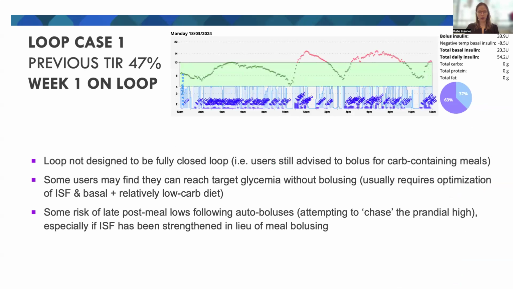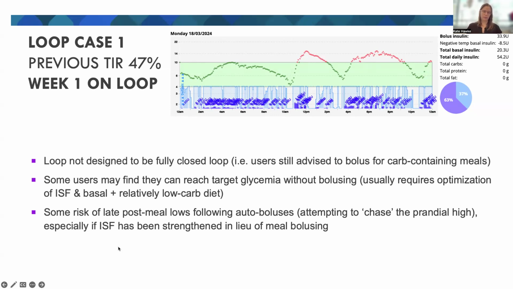So notably, Loop is not designed to be fully closed loop, so users are still advised to bolus for their carb-containing meals. As with many automated systems, some users may find that they can reach target glycemia without bolusing. That's typically going to require some optimization of the ISF and basal, and perhaps a relatively low-carb diet in order to get by without bolusing. But certainly we would recommend people to still bolus for meals.